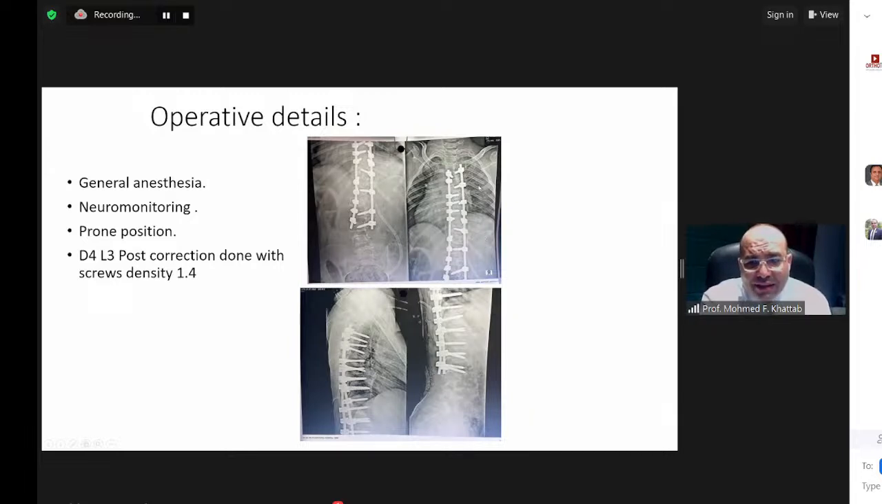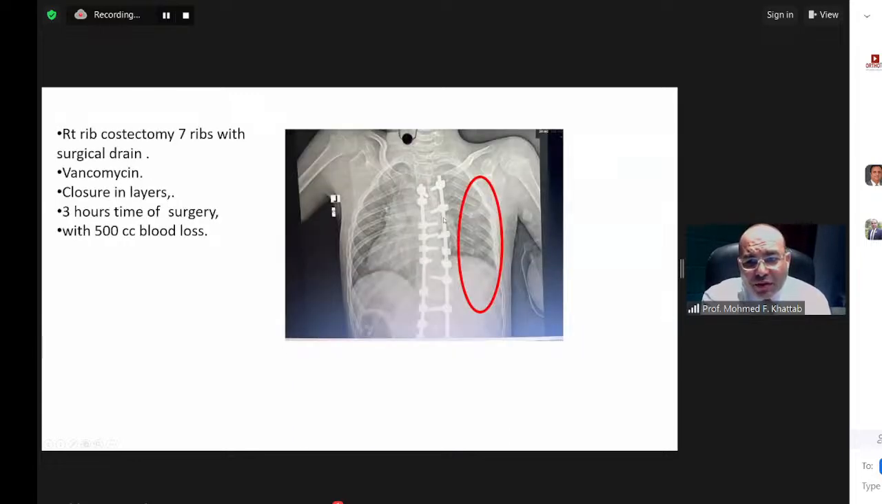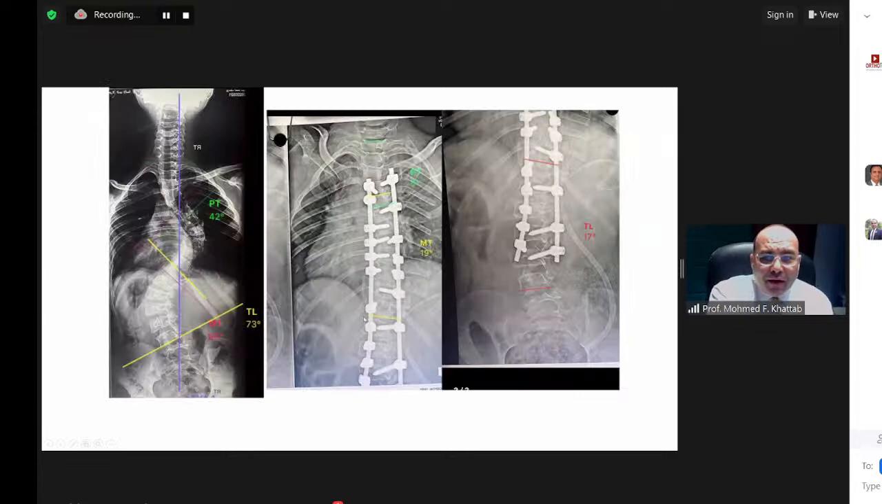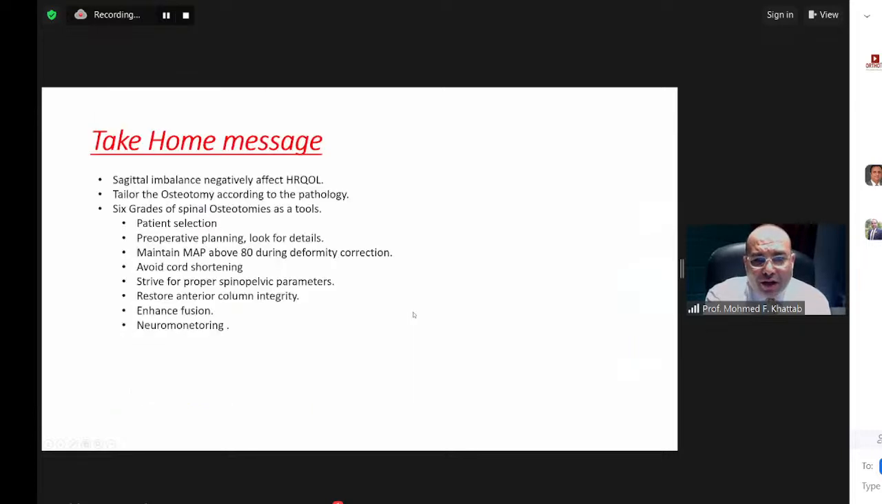But if you can see here, we removed up to 7 ribs. These are the ribs that we removed, because usually the patients came after the surgery asking about the rib hump. Even with proper correction, sometimes we can see the rib hump and we can remove it and take it as a graft for the bone fusion. And this is the final pre-op and final post-op coronal correction.